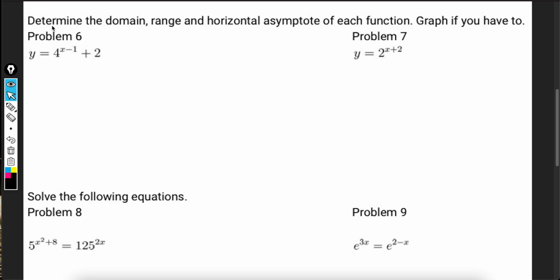Okay, so we're on to the next practice. Determine the domain, range, and horizontal asymptotes of each function graph if you have to. We're going to do problem 6 and number 7 real quick.